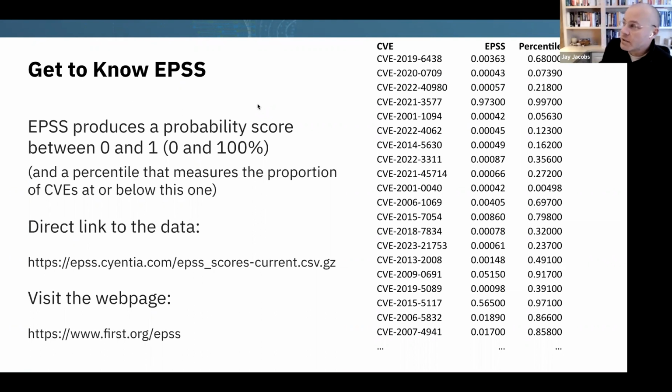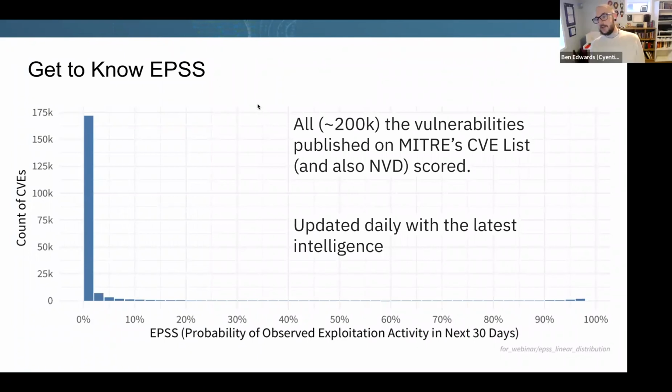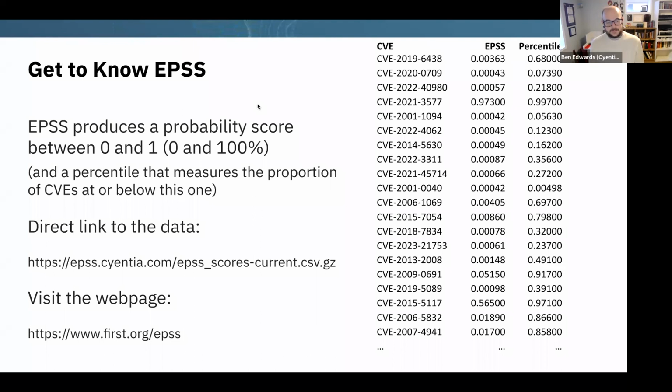So like that first one is rated 0.003, and 68% of these vulnerabilities are rated at or below 0.00363. And that gets into an interesting part about the distribution, right? The distribution is highly skewed to the left. But before Jay moves on, it's worth noting that we can look at that as a graph.